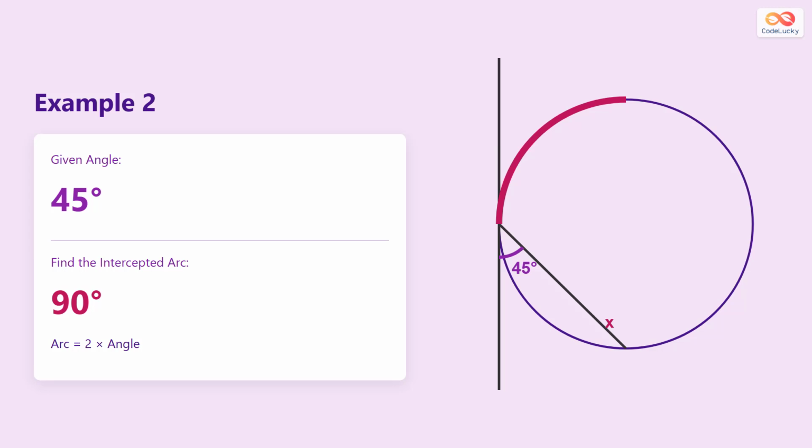What if we know the angle and need to find the arc? Here, the angle is 45 degrees. Since the angle is half the arc, the arc must be double the angle. 2 times 45 equals 90. The arc is 90 degrees.